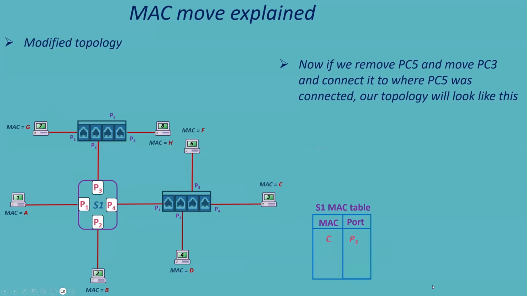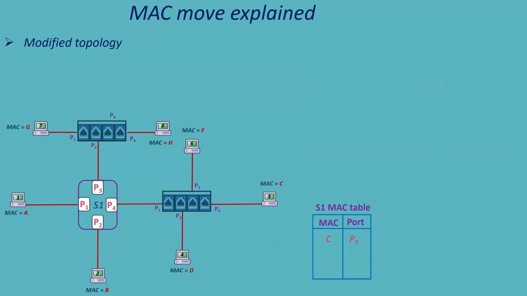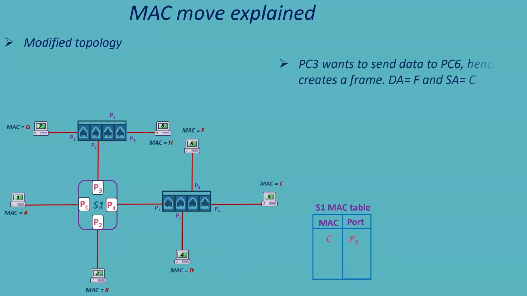Now let's go through it. How will it happen? So it is moved here. Now let's say PC3 wants to send data to PC6. So it again creates a frame, destination address F and source address C. Now the frame is sent out. This hub floods it. Okay, this is done. Good.